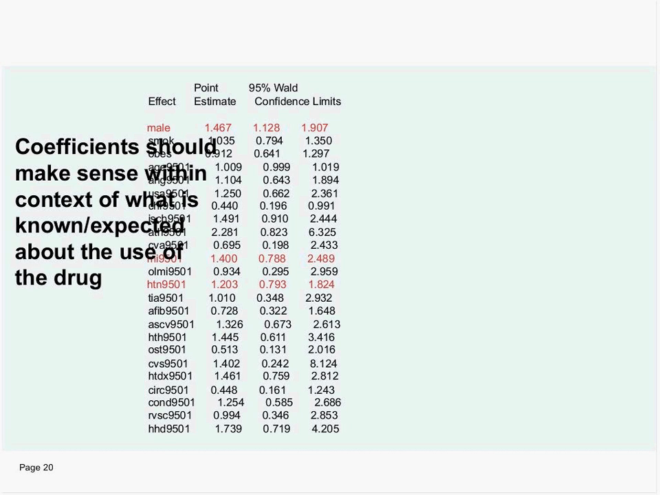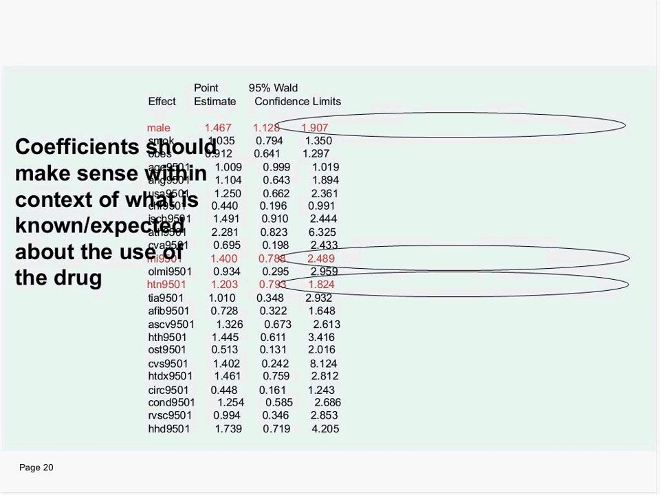Another thing you can consider is that the coefficients should make sense within the context of what is known or expected about the use of the drug. Here I have a propensity score predicting statin initiation, and it's coming out correctly. If you look at male sex, they're at a little bit higher risk of getting statins, and that made sense based on what we expected from the characteristics of the statin initiators and non-initiators before we matched, and also the clinical practice guidelines.